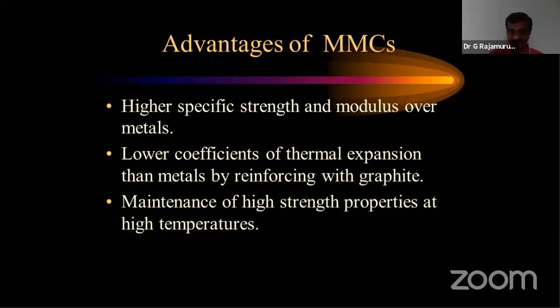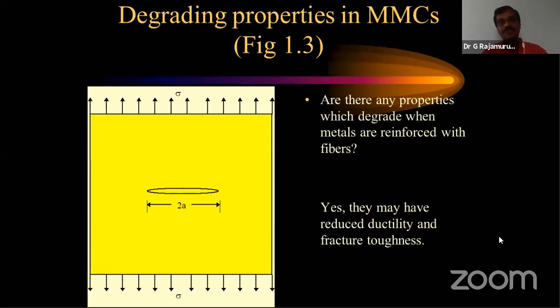So when you use graphite, then you can expect a very low coefficient of thermal expansion compared to your normal engineering material. The maintenance of high strength property, excellent structural stability, and the ability to withstand more thermal shocks or thermal load. In that case, I can use this metal matrix.